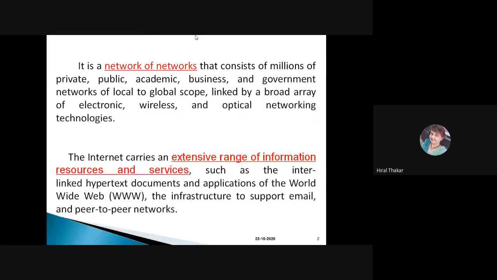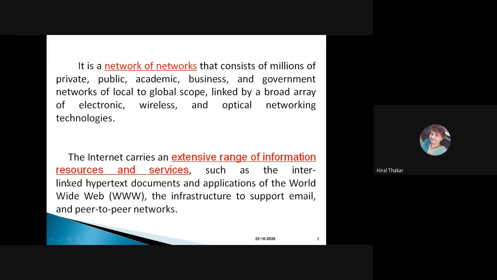All right. So the internet carries, I'm on the second paragraph, just read it out. The internet carries an extensive range of information, resources, and services. So, what would be there on the internet? First, it will have a huge amount of information, an extensive range of information. We can get whatever information we want, it would be there on the internet. It would also have resources and services. Any information that we know, we will get it from the internet.